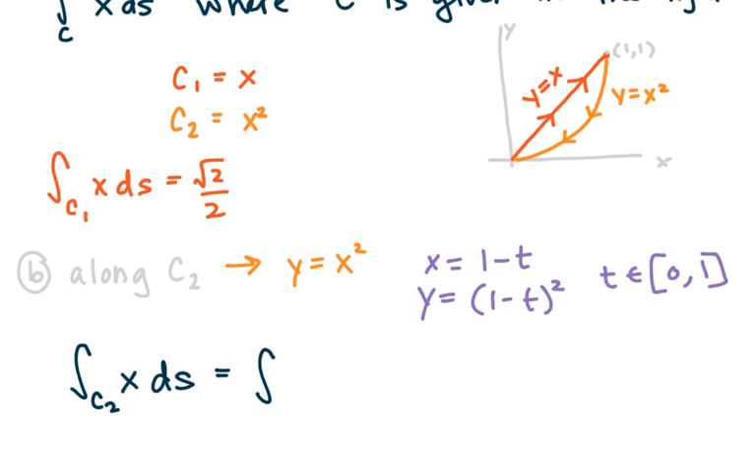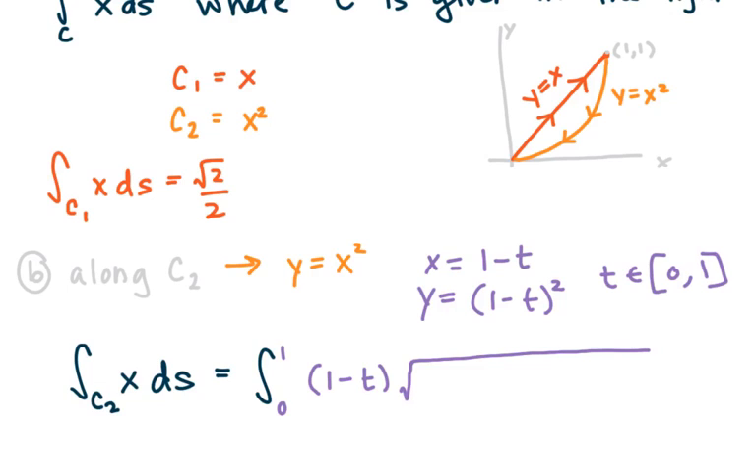So here, my line integral across c sub 2 of x ds, let's define that. Here we're going to have t going from 0 to 1. My function x is equal to 1 minus t. That's my x value, 1 minus t, and there's x. And then ds is the sum of the squares of the derivatives all under a square root. So my derivative dx dt is negative 1.